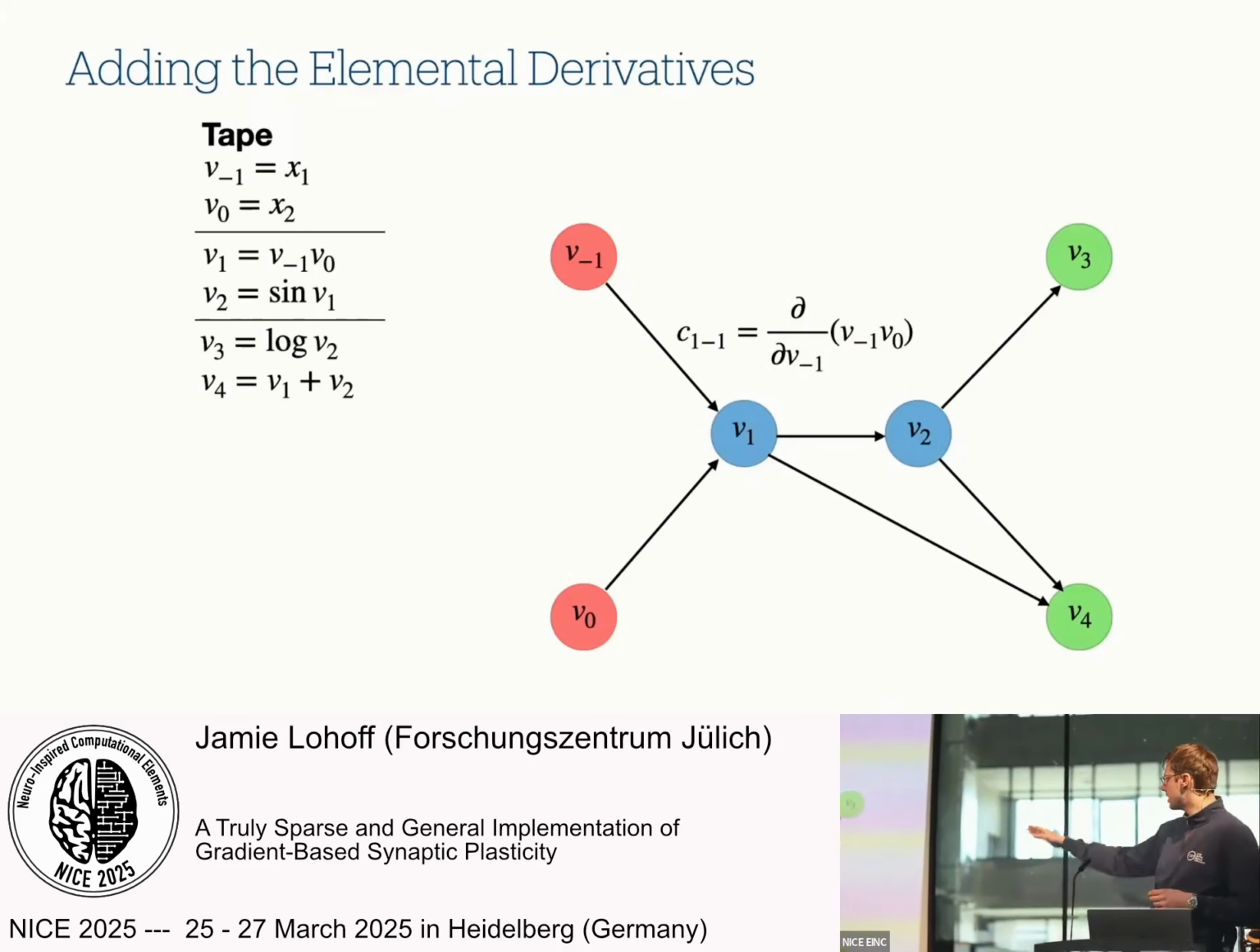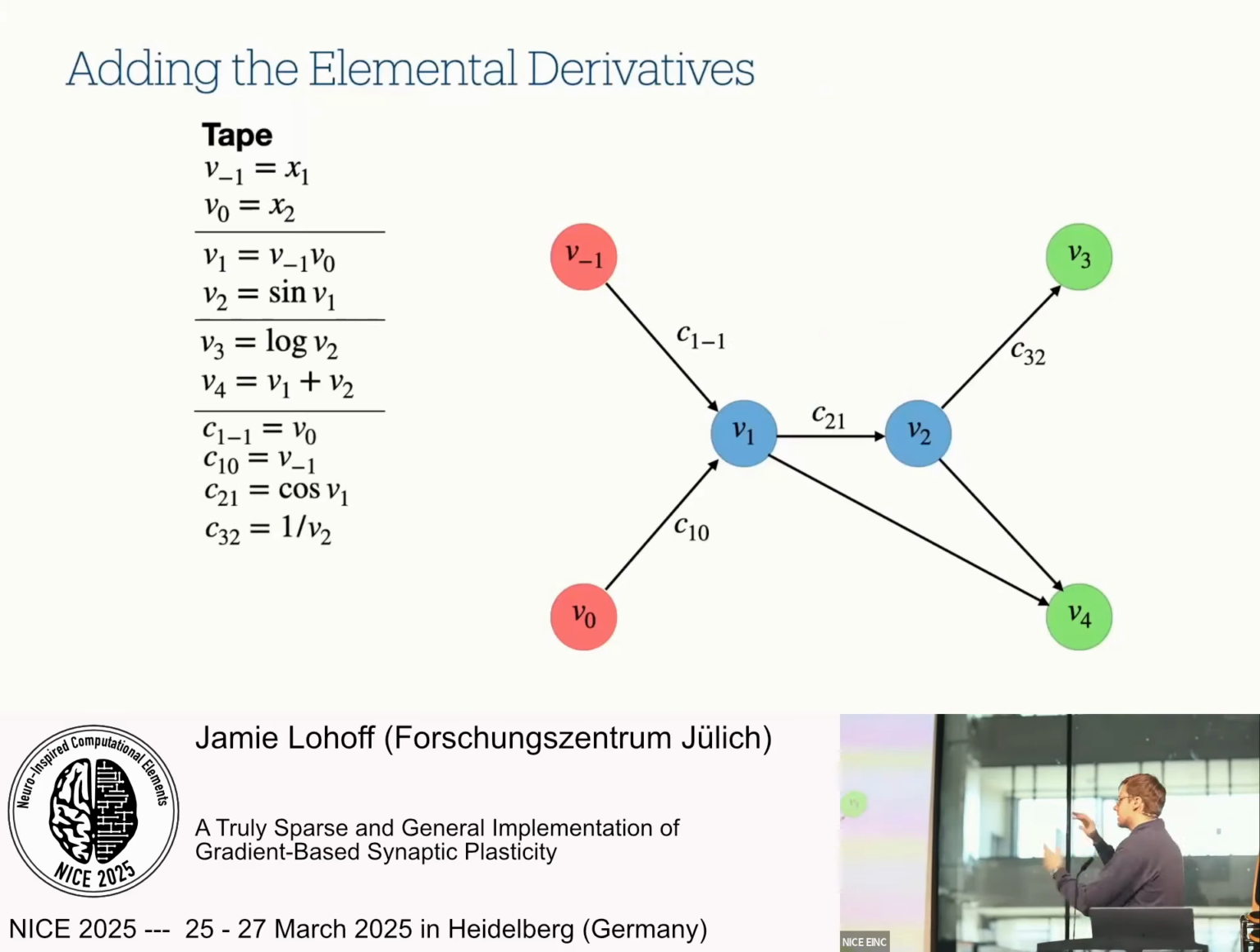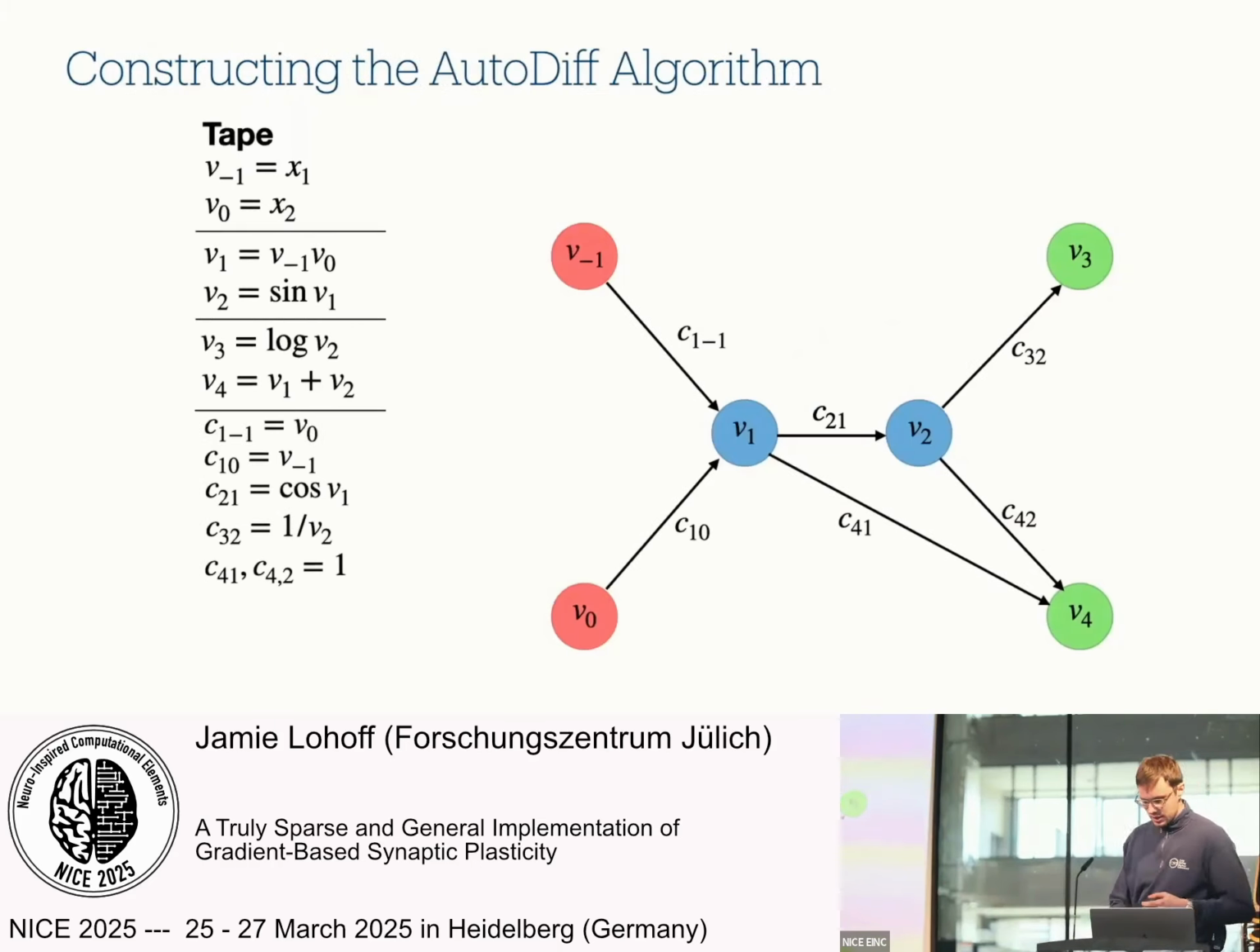So we do that. In this case, v1 is v-1 times v0, as we see in the tape. Partial derivative rule, we arrive at just v0 in this case. Can get a lot more complicated. And then we populate the entire graph with all these derivatives, and we save all of them to the tape. That's important because they contain the derivative information. And now we have implemented the first part.